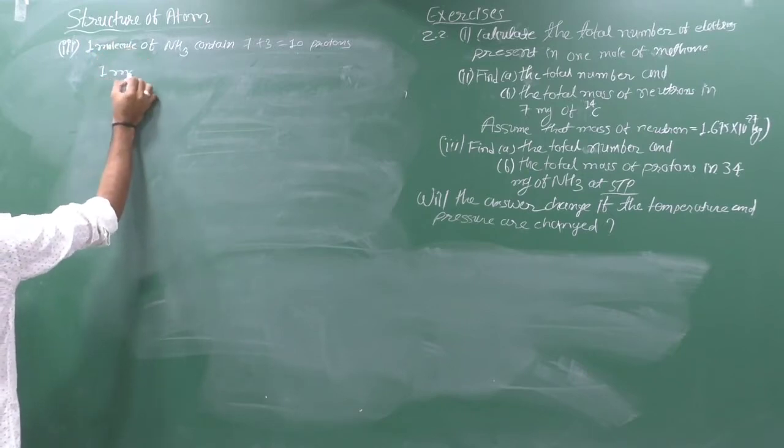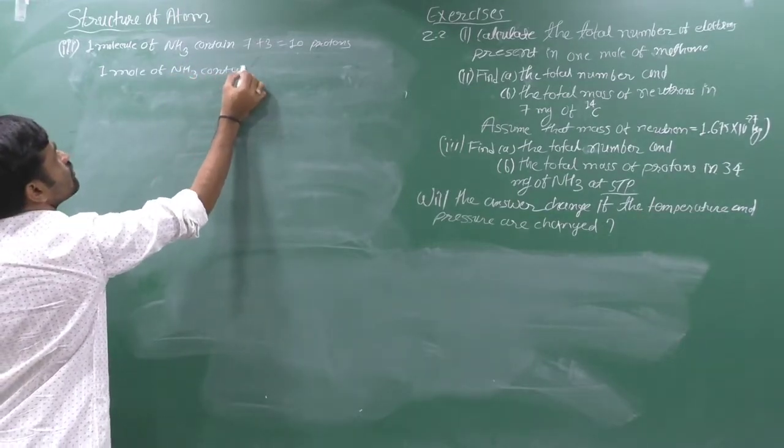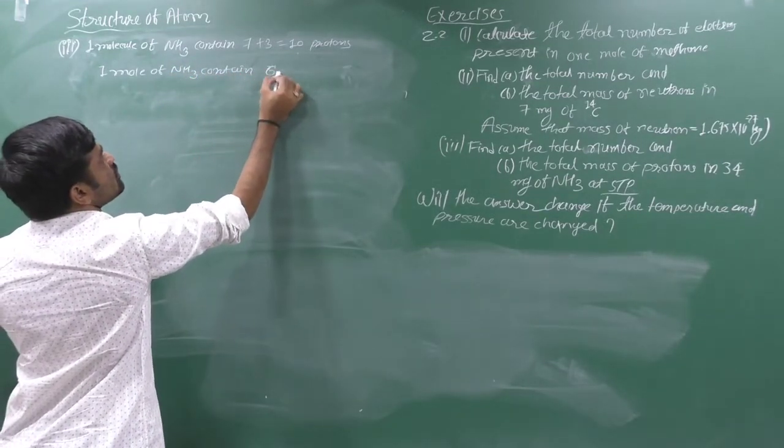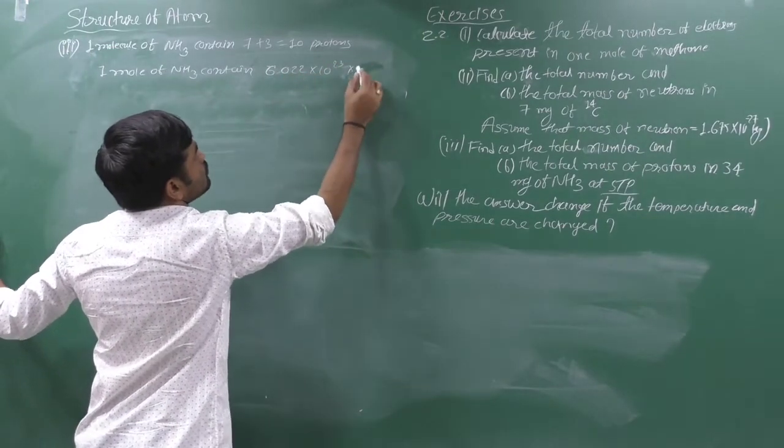Now 1 mole of NH3 contains 6.022 into 10 raised to 23 into 10 protons.